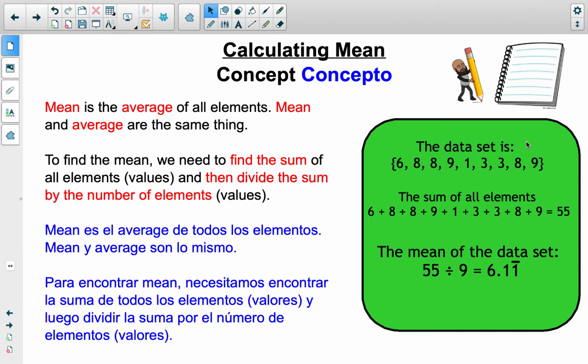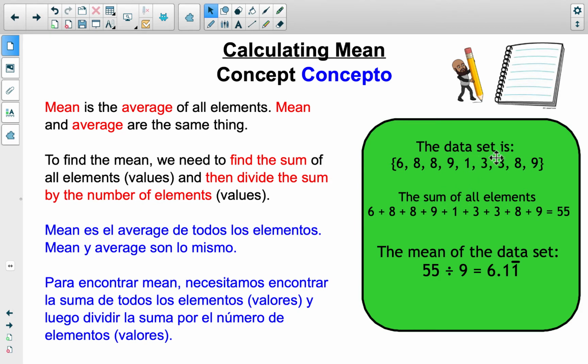Calculating mean. Mean and average are the same thing. I will say that again. Mean and average are the same thing. So when you're finding average, you're finding mean. When you're finding mean, you're finding average. Once again, to find the mean, you find the sum of all the elements or all the numbers and divide it by the number of numbers that are there, or the number of elements.